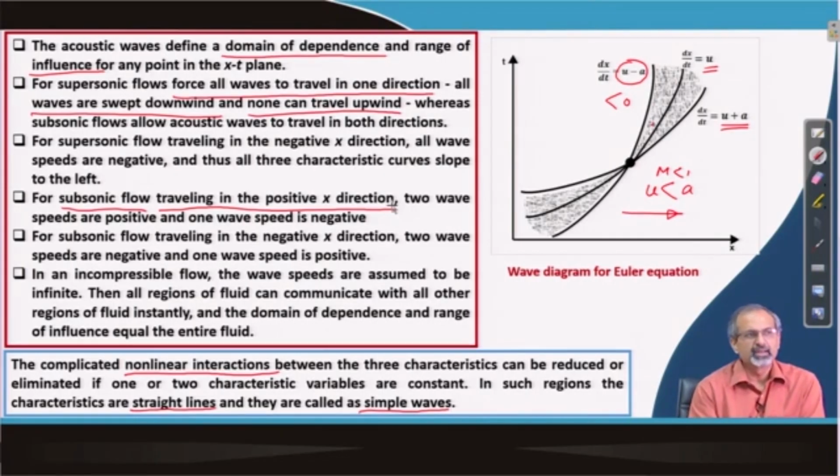Again, similar things will happen when there is a subsonic flow proceeding towards the negative x direction. So, you have to think for yourself how it behaves in that case, how the wave speeds, their signs will be decided, how the slopes will be decided.